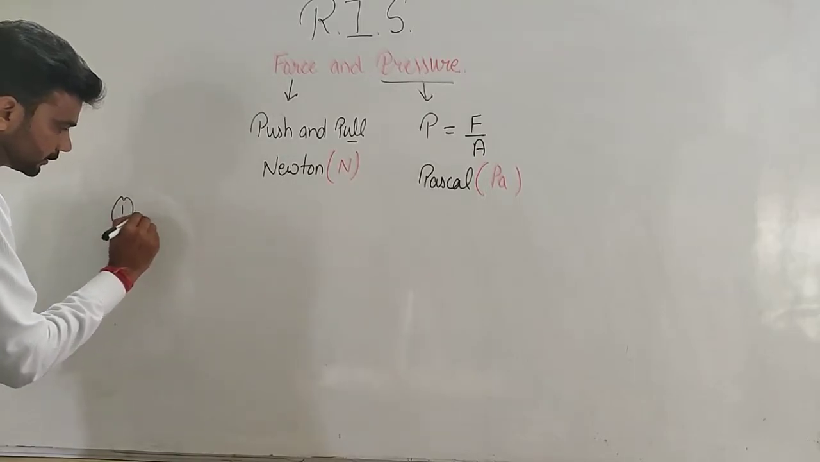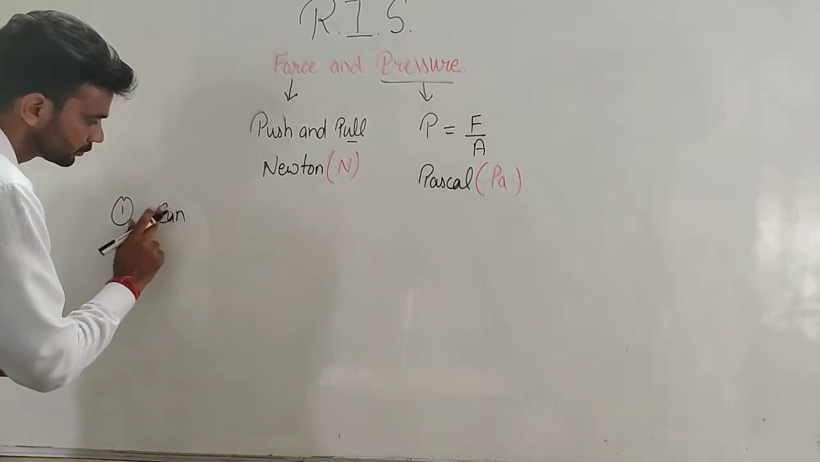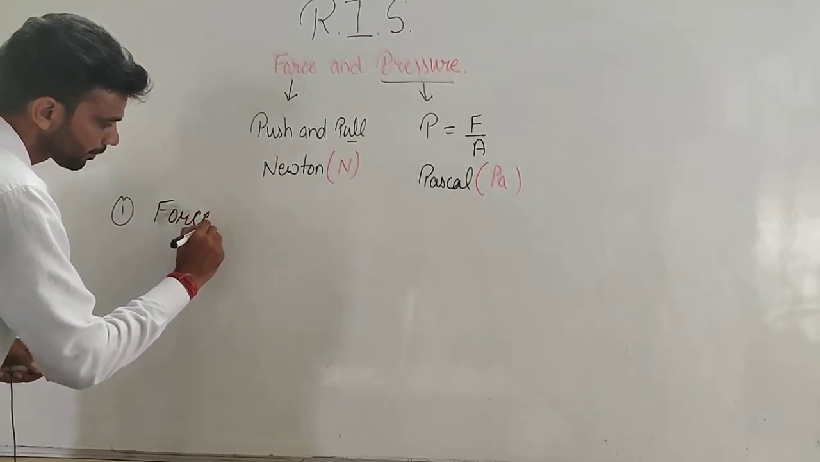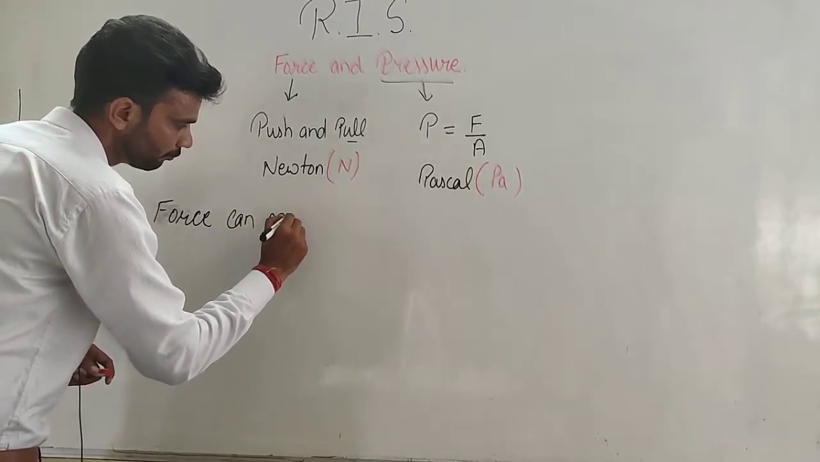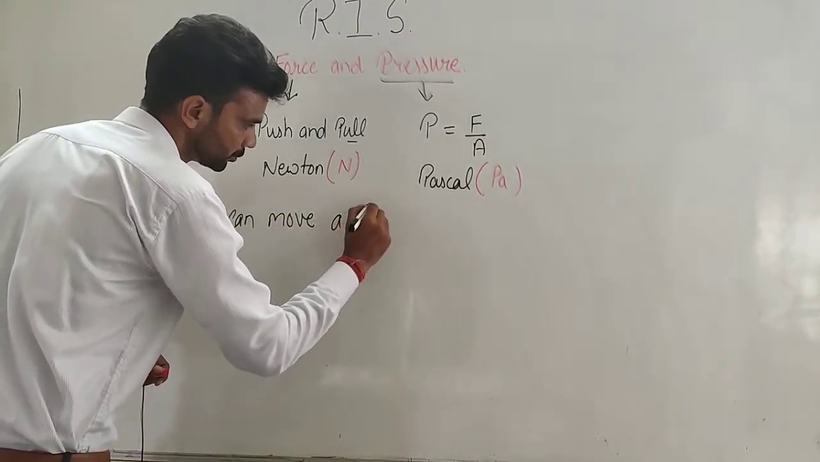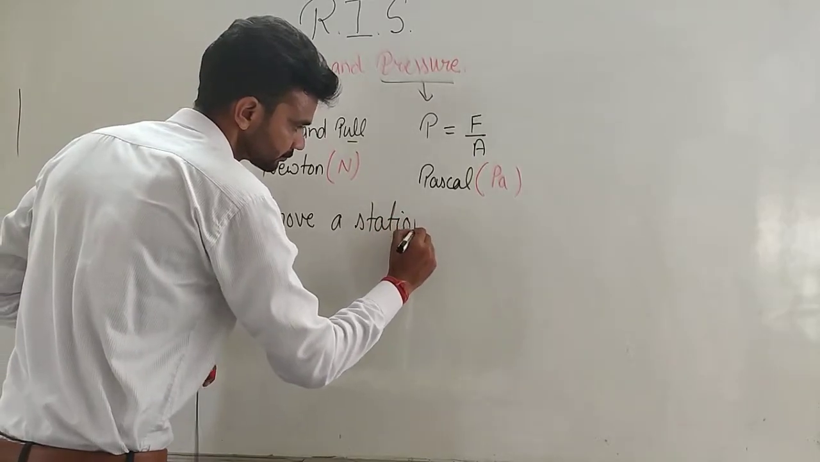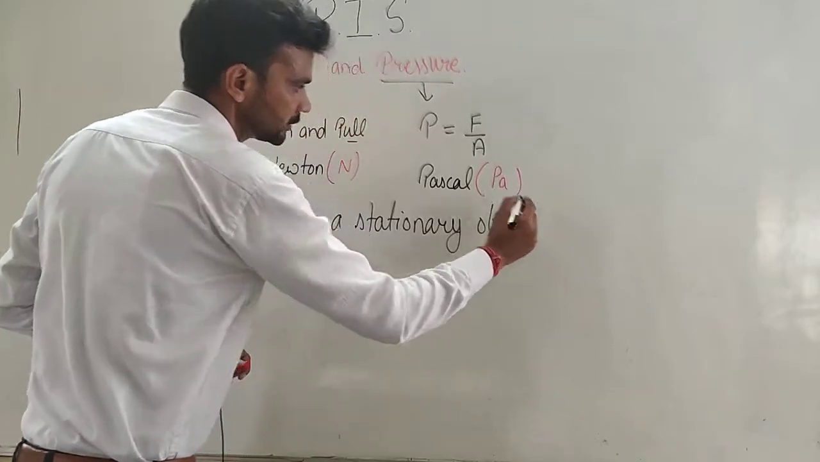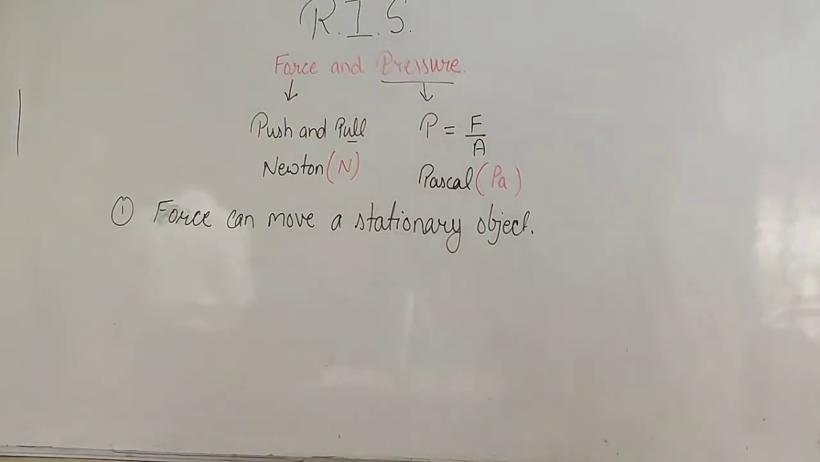So the first effect is force can move a stationary object. This is the first effect of force, which means if the object is at rest and if we exert a force on it, then the object will start moving. So why does the object start moving? Because we are exerting force on the object, so the object starts moving.